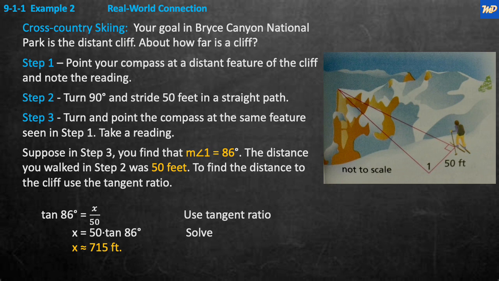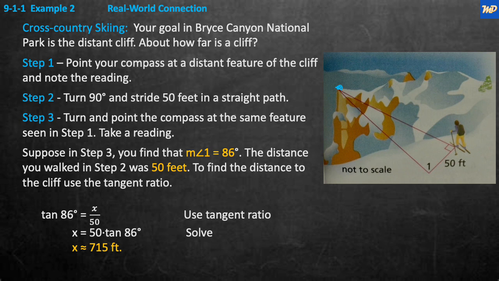Okay, example 2, a real-world connection here. As I said, we're going to use that tan ratio right here. It's kind of fun. It says, your goal in Bryce Canyon National Park is the distant cliff. So you see this guy on skis here, and he needs to get to this distant cliff way over here. And we don't know what that distance is.